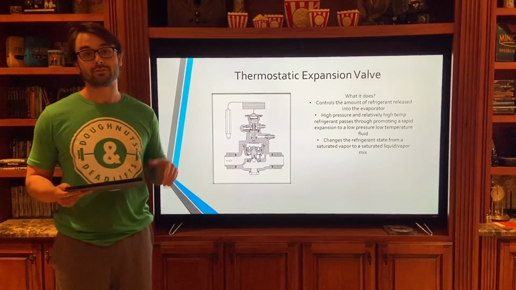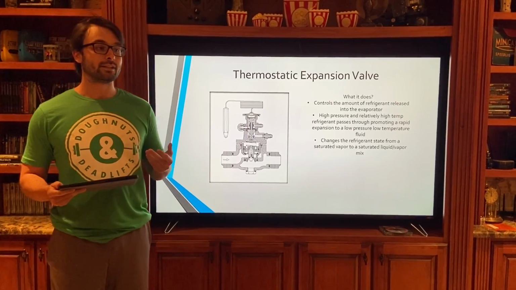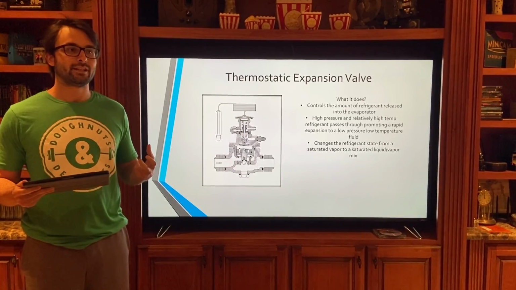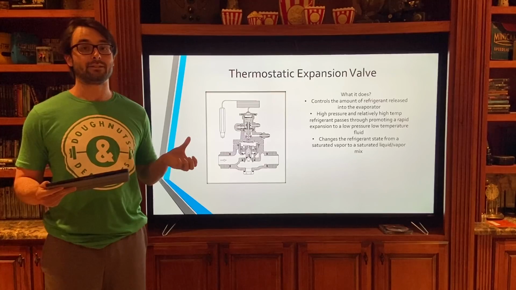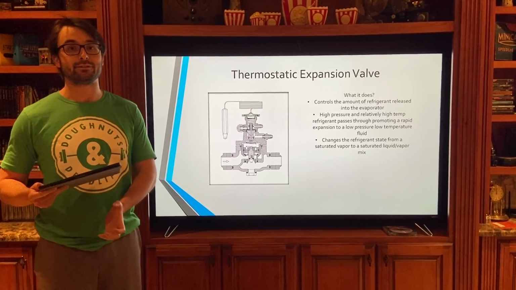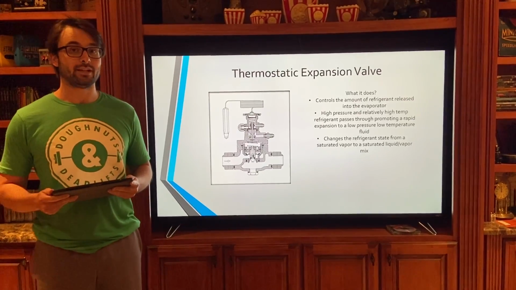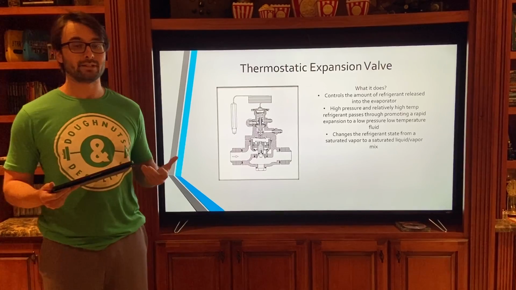So a little bit about the thermostatic expansion valve. What it does is it controls the amount of refrigerant that's able to flow across a system. It also takes a high pressure and relatively high temperature fluid and rapidly expands it to become a low pressure, relatively low temperature fluid. And it also changes the refrigerant state from a saturated liquid to a saturated liquid-vapor mix.